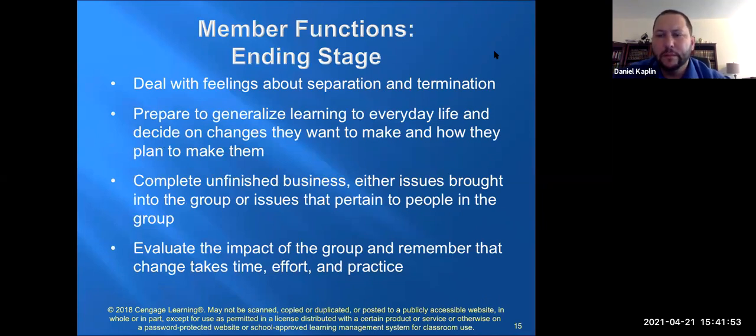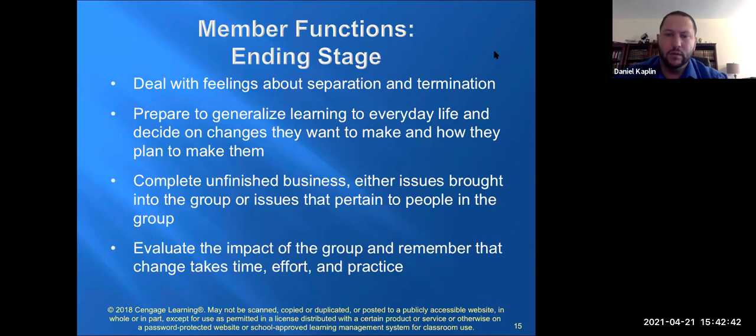Now, members of the group are going to have to deal with separation and termination. It's very common for members of the group to feel a loss. When you run a group in a graduate program, some of you will graduate and never see each other again. So the feelings can be compounded if it's done as an experiential group, right? So it's important to understand that as well. You also want to evaluate any unfinished business related to the group or anything else, and evaluate the impact of the group.